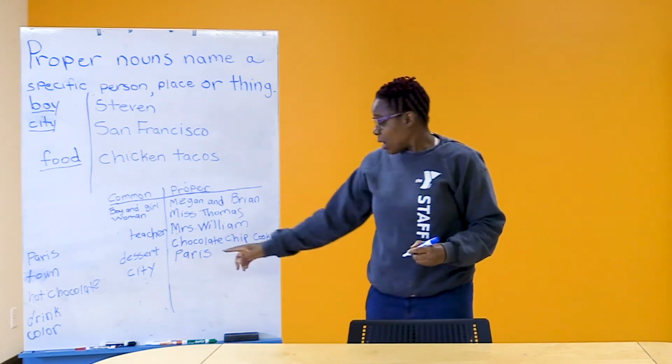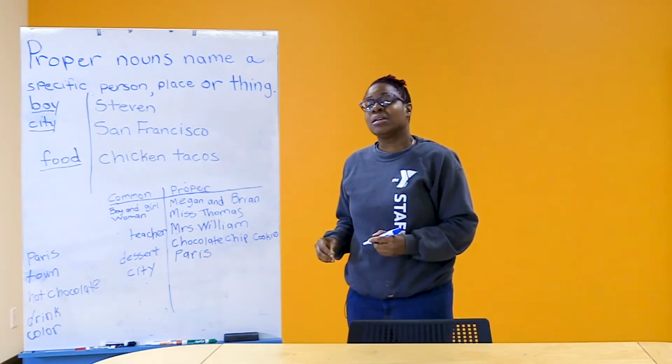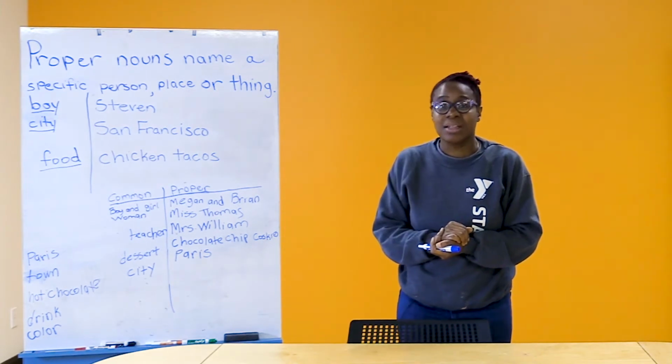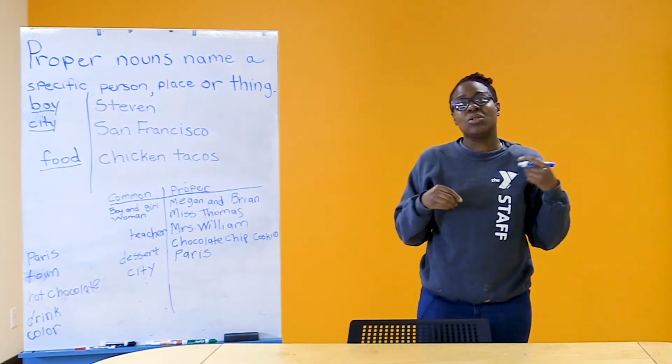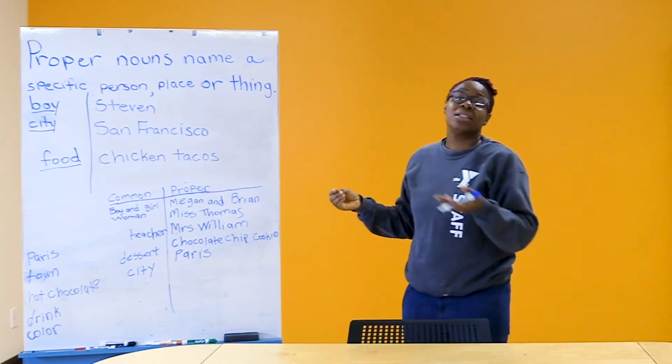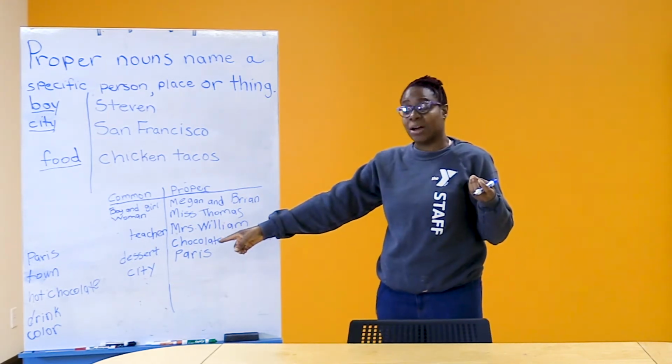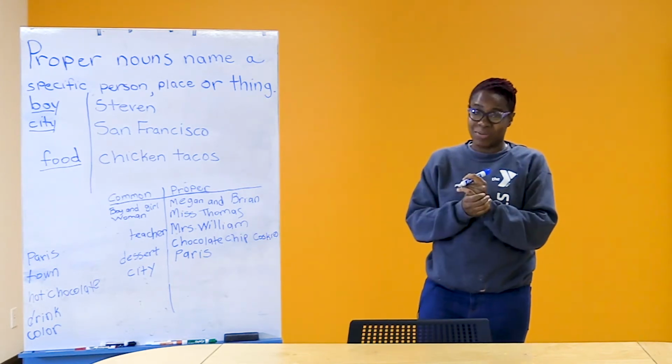Now I'm going to use this proper noun Paris in a sentence. Paris is known as the city of lights, which is actually true. And you notice when I told you that Paris is known as the city of lights, I mentioned the word city, which is the common noun, but Paris really is known as the city of lights.